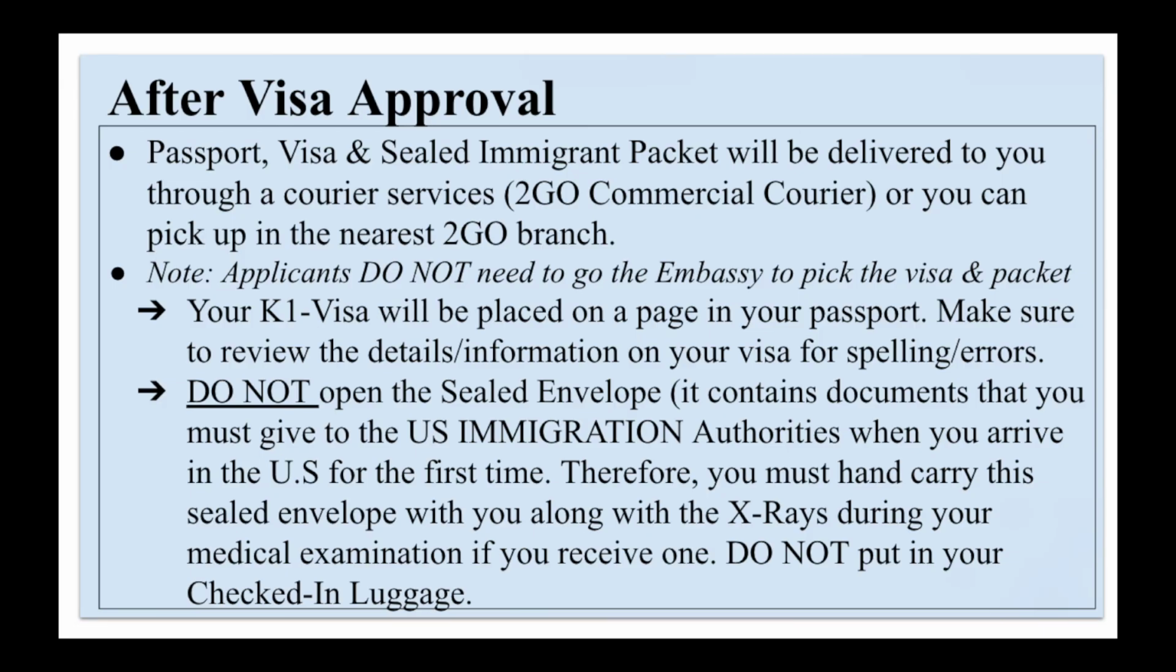After visa approval, the passport, visa, and sealed immigrant packet will be delivered to you through a courier service, the commercial courier, or you can pick up in the nearest branch. Note that applicants do not need to go to the embassy to pick up the visa and packet. Your K-1 visa will be placed on a page in your passport. Make sure to review the details or information on your visa for spelling or any errors.